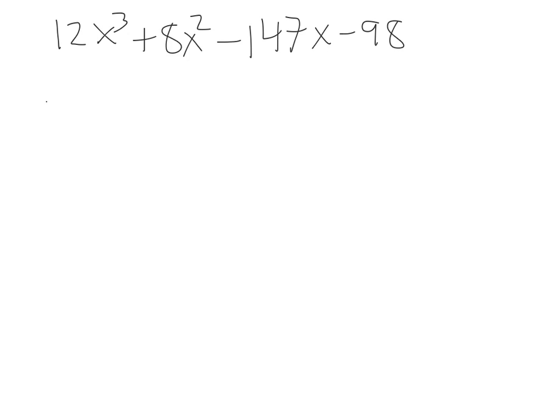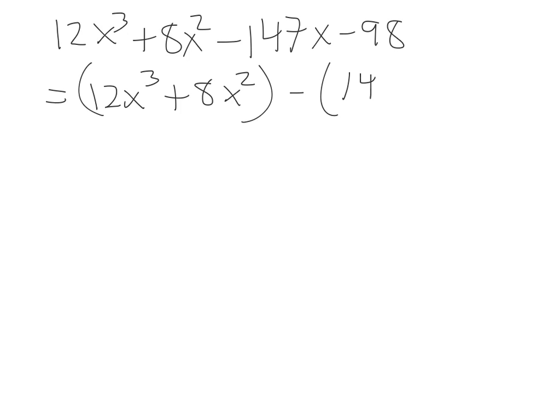First off, we notice there are 4 terms. So when there are 4 terms, we factor by grouping. So we group the first pair, minus, we group the second pair. Now remember, when I put a minus out here, it changes this sign here. So that one becomes a plus 98.